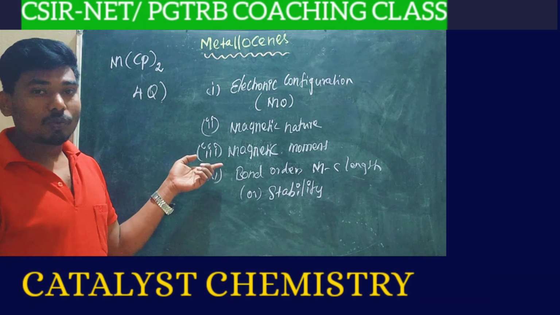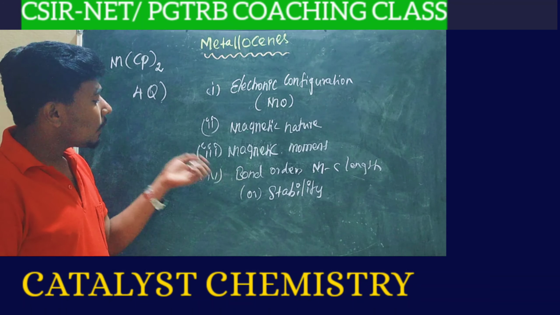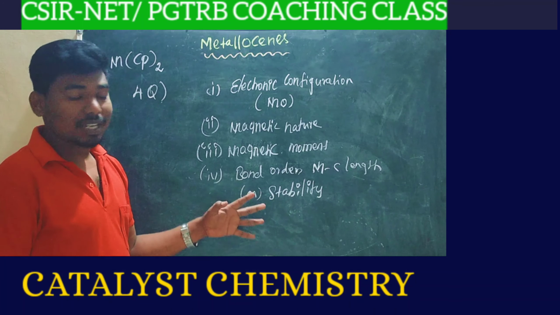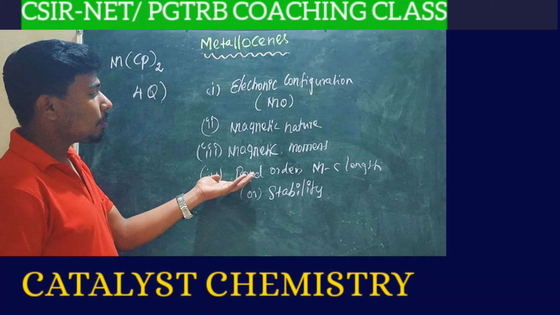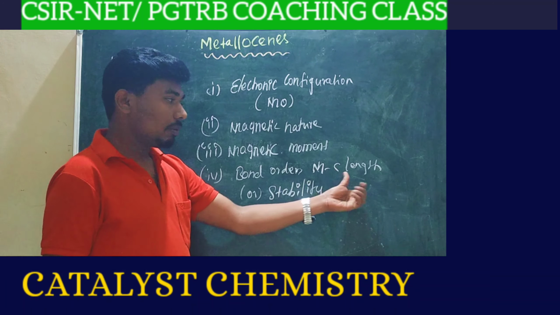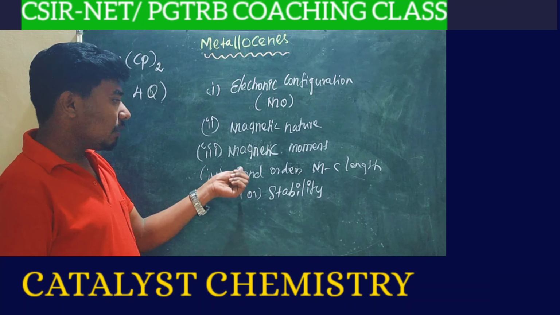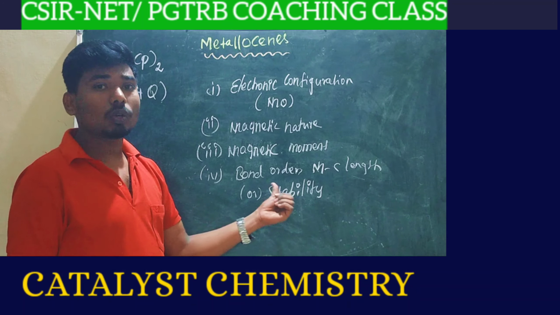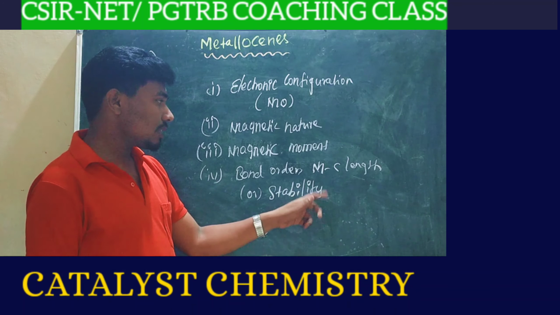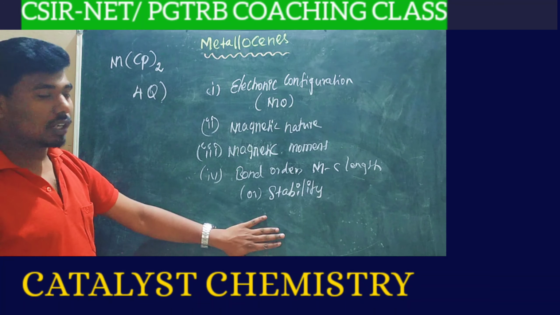Next is magnetic moment, that is the Bohr magneton value. Next is bond order, or bond length, or bond stability. If you calculate the bond order, you can easily identify the metal to carbon bond length in the metallocene compounds, and the bond stability. We know very well that bond order and bond stability are directly proportional. If bond order increases, stability also increases and bond length decreases. So these are the types of questions they may have asked from this unit.